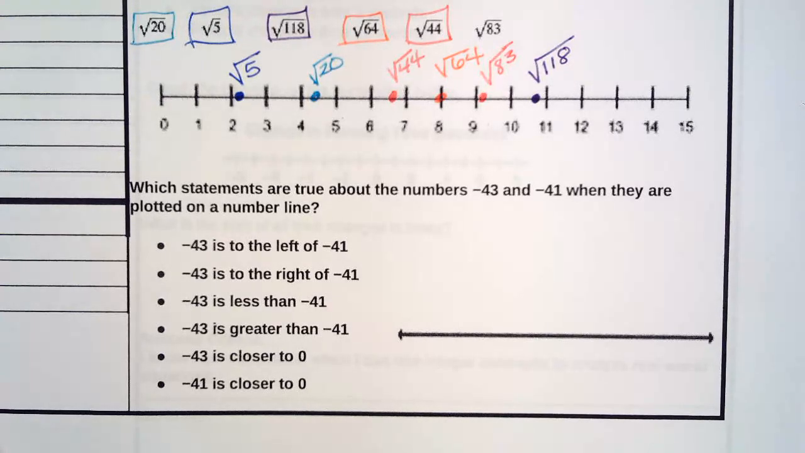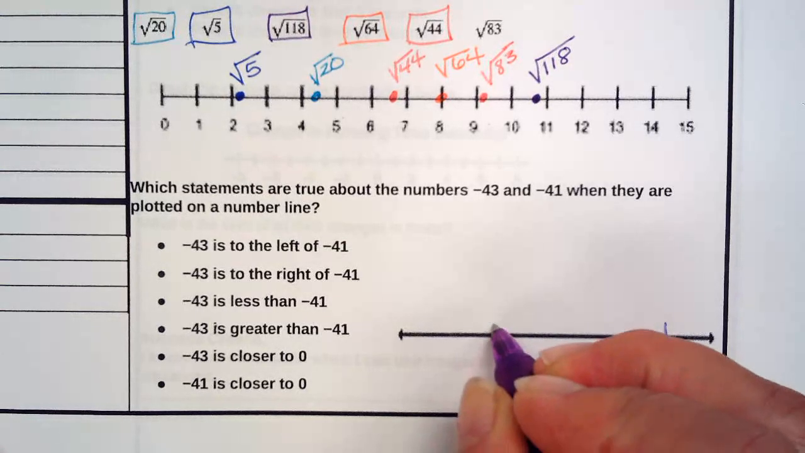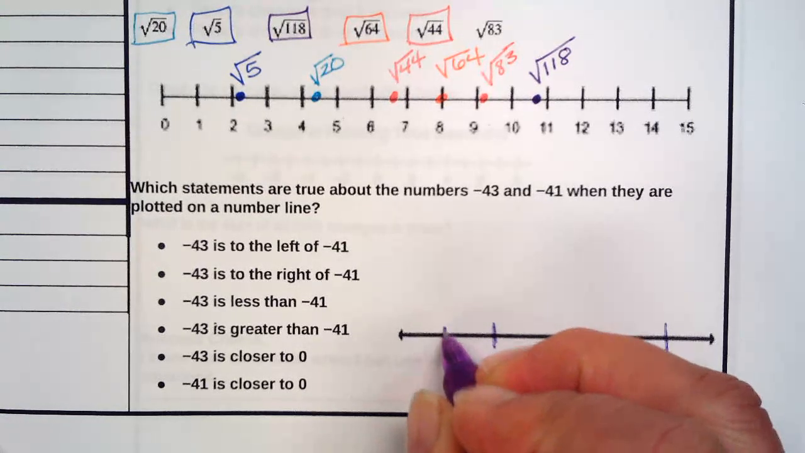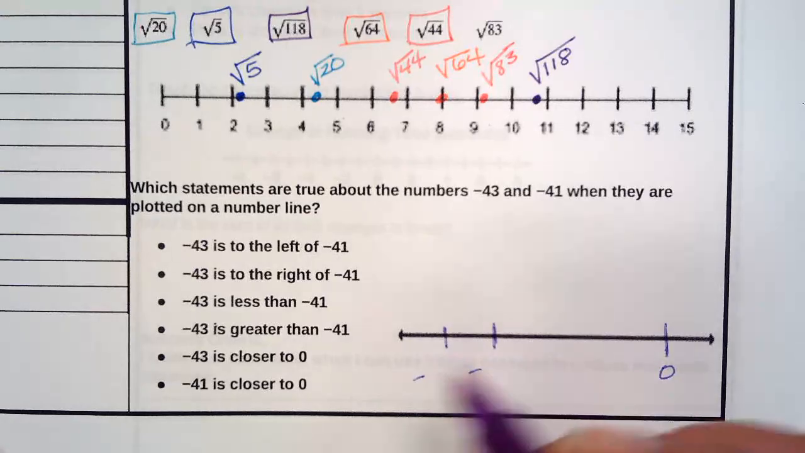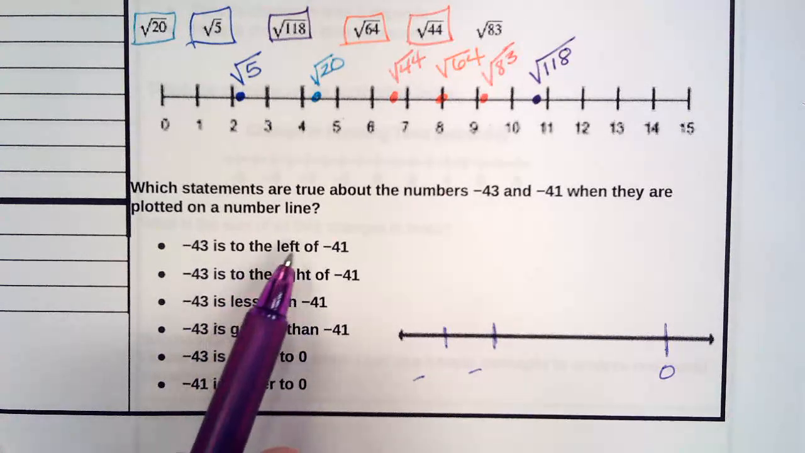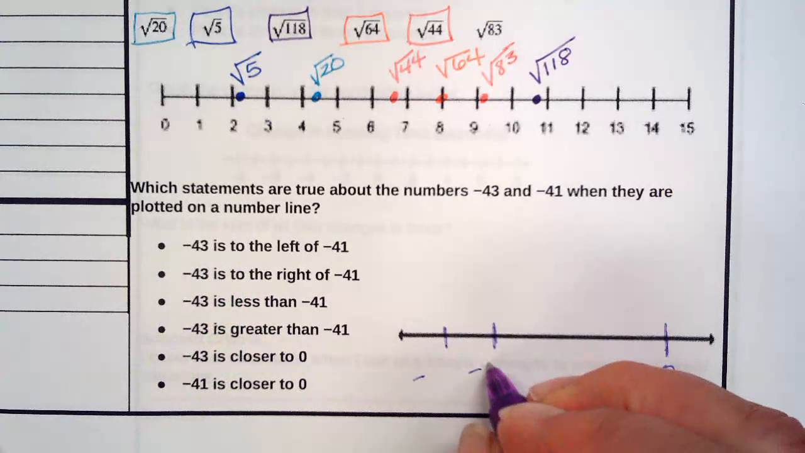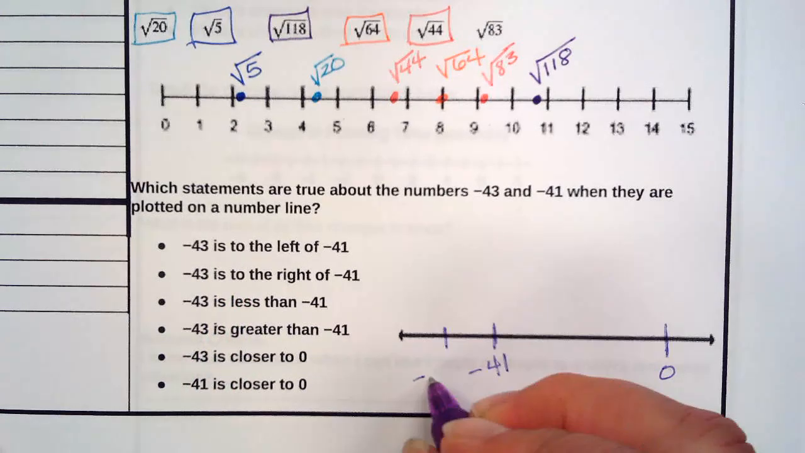Okay, so we're looking at negative numbers. We've got negative 43 and negative 41. If I put 0 right here, which one is bigger? Negative 43, or negative 41? Negative 41 will be closer to 0.